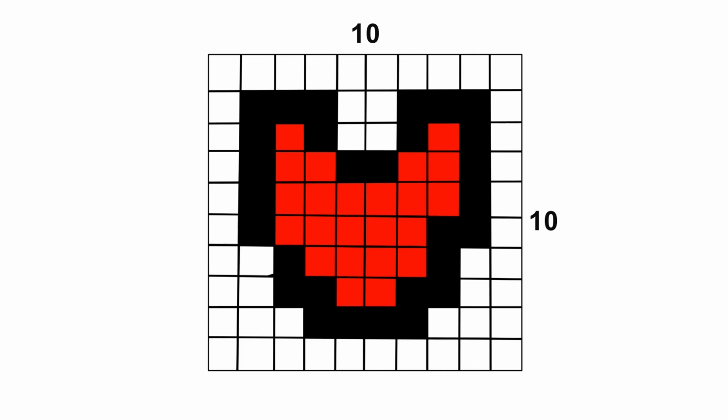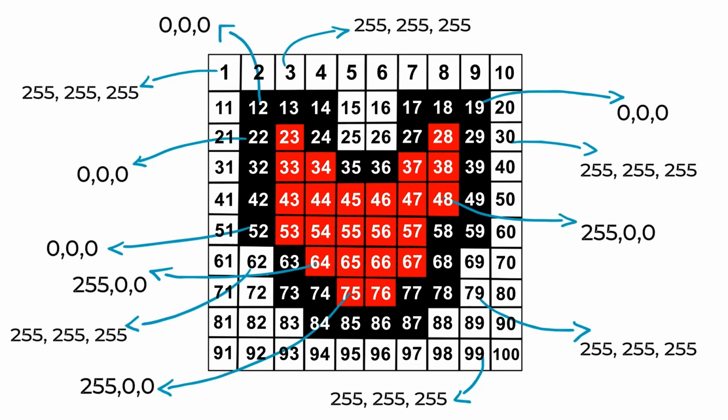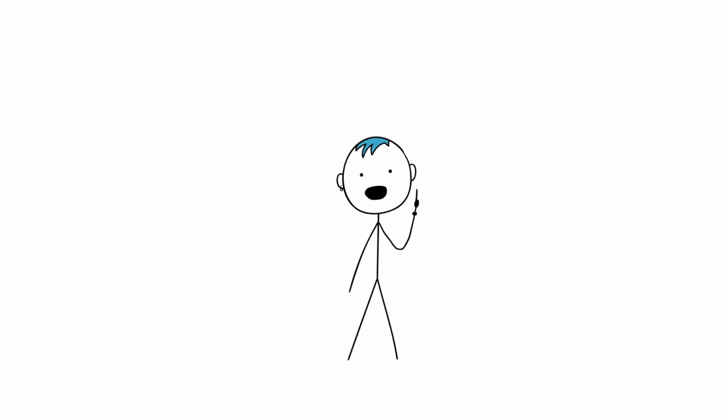Imagine a very simple 10 by 10 pixel image. That's just 100 pixels in total. For your computer to process this picture, it has to read the color code for every single pixel and send it to the display. Let's look at a few examples.